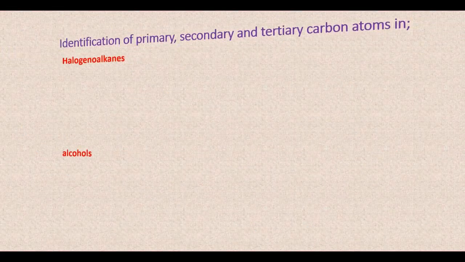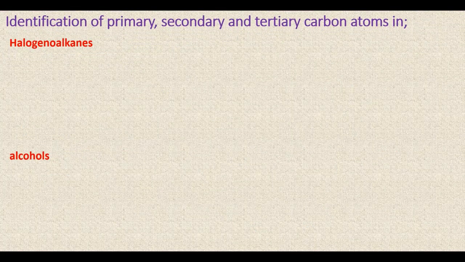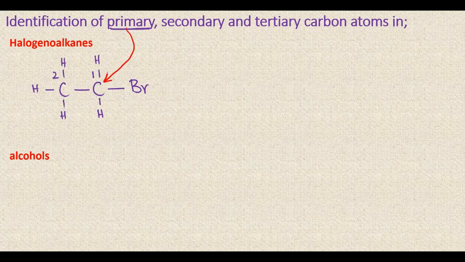Now we are going to look into the primary, secondary and tertiary carbon atoms in halogenoalkanes and in alcohols. A primary carbon atom is the carbon atom which is attached only with one more carbon atom or with no other carbon atom. For instance, the carbon atom number 1 over here is connected to only one more carbon in this halogenoalkane. So carbon atom number 1 is called a primary carbon in the halogenoalkane, which is connected to a maximum of one more carbon in a compound.